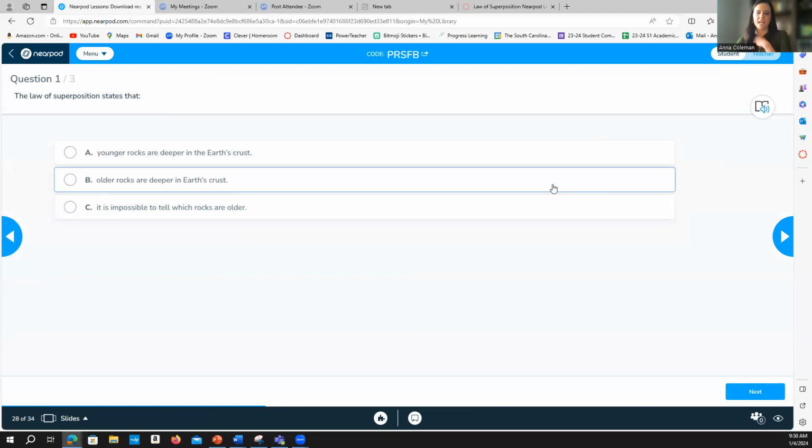And then I want you to take a moment to do this quiz. The law of superposition states that younger rocks are deeper in the Earth's crust, older rocks are deeper in the Earth's crust, or it is impossible to tell which rocks are older. This should be super easy. Choose the best answer, and then go to the next question.